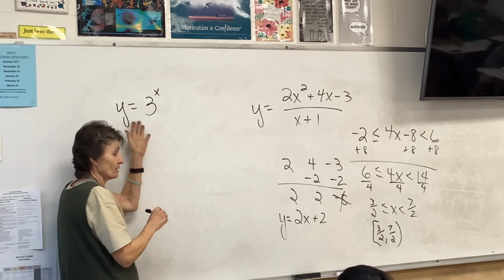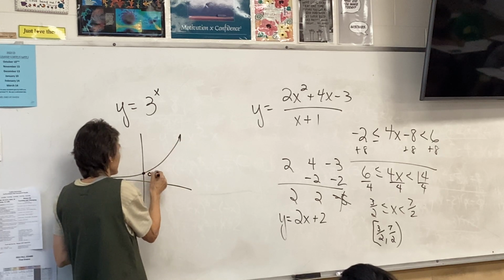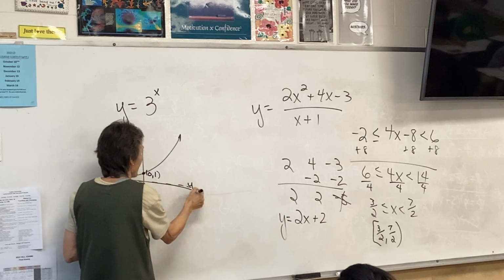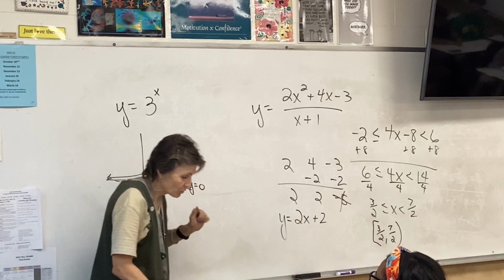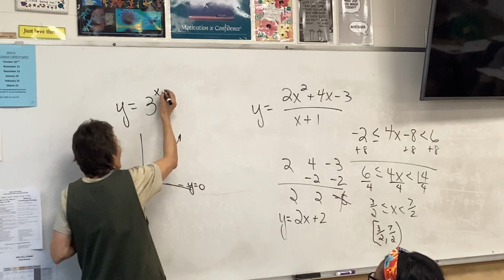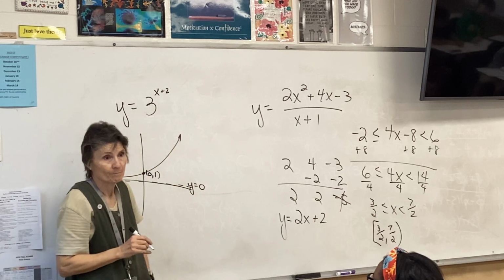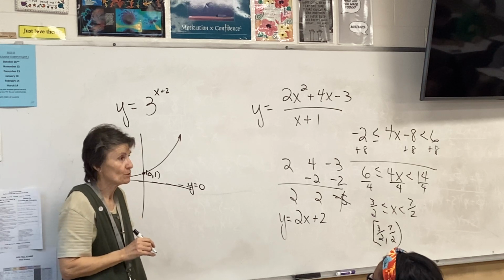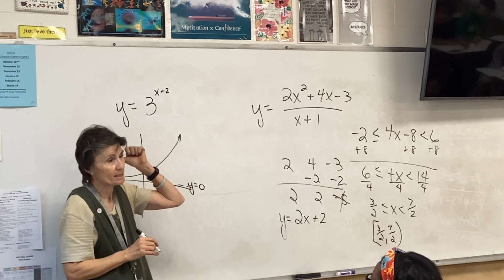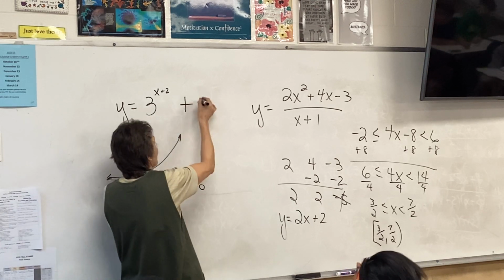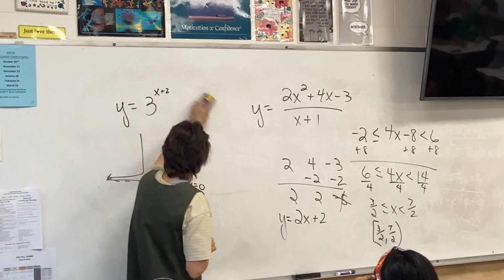So that regular exponential looks like this. It goes through the point 0, 1 and has an asymptote at 0. That is your basic. Now, what are we doing in this equation? We are adding a 2 directly to the x. So what does that do to any picture? If you add a 2 directly to the x, it's going to move you 2 units to the left. This moves you 2 units up. We are going 2 units to the left.